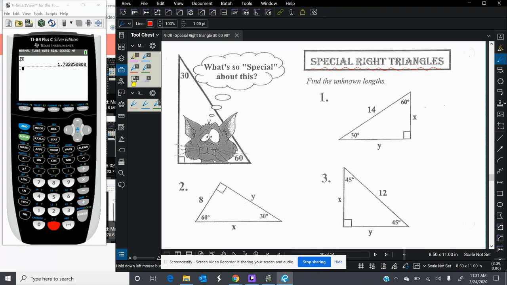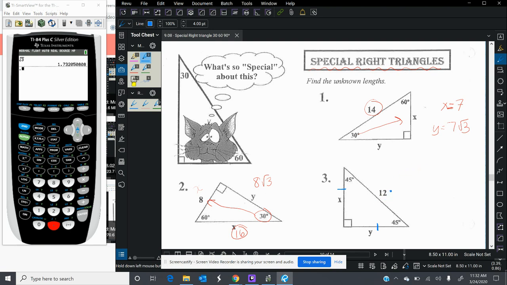I'd appreciate it. In this picture, x would be 7 because it's across your 30-degree angle, so that's always half of your hypotenuse, and y equals 7 square roots of 3. Number 2, across from the 30-degree angle, 8 is your x value for our ratio. So across from the hypotenuse is twice x, would be 16. And across from 60 is 8 roots of 3.